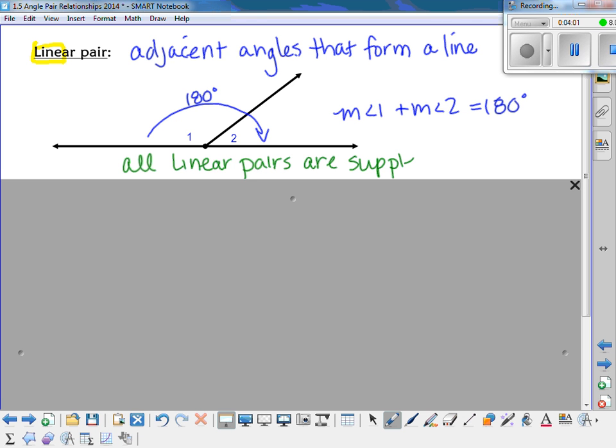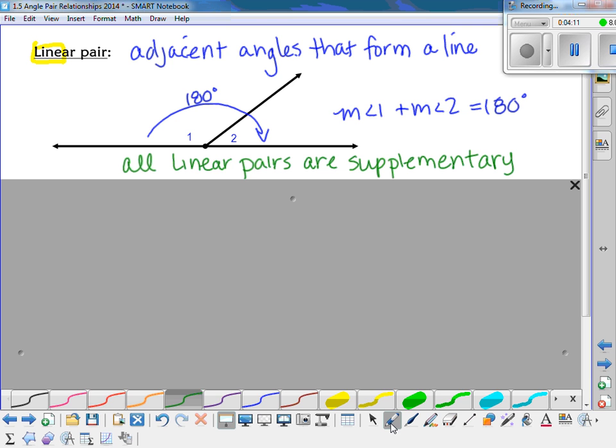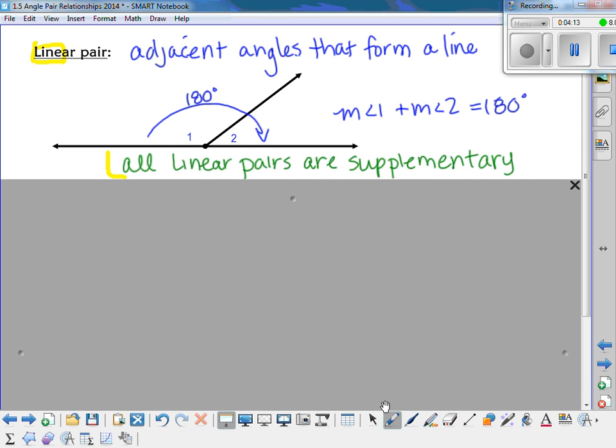This is something you're going to need to memorize. You need to know this by heart because we are going to use this a lot down the road when we get to proofs. Okay, so in your notes you might want to highlight that one. That's an important theorem. All linear pairs are supplementary.